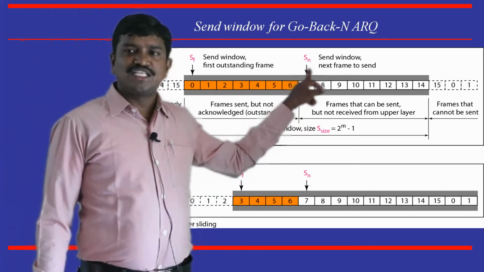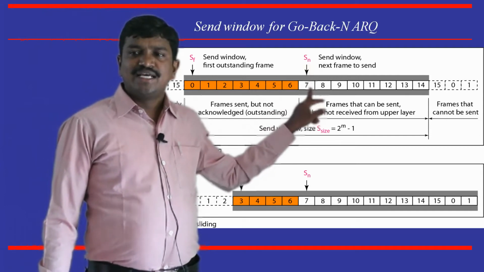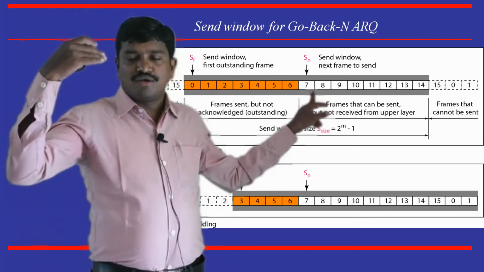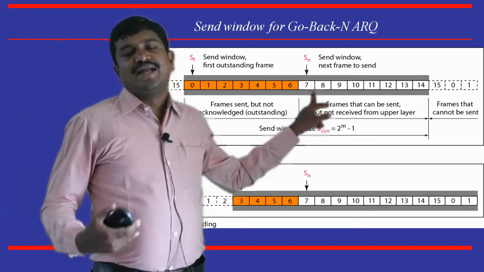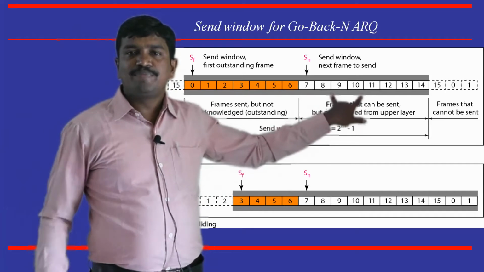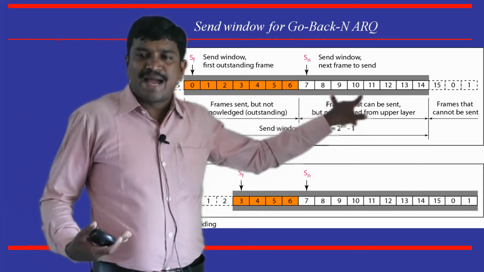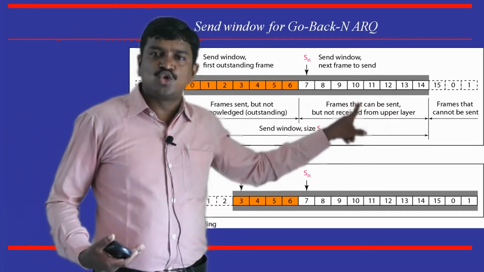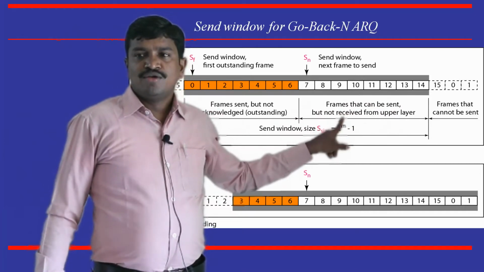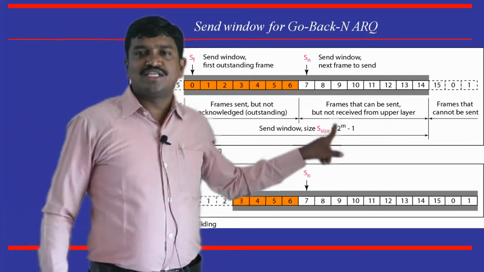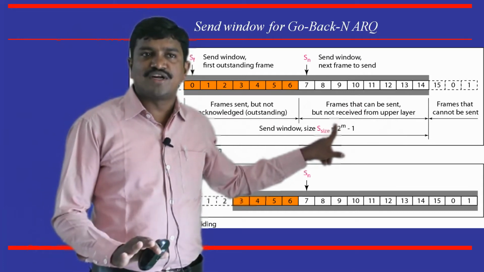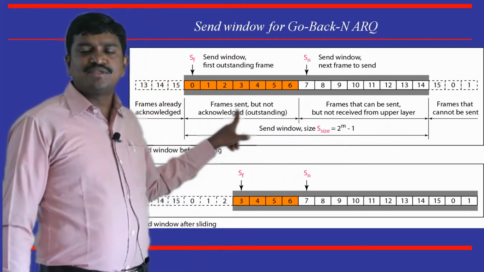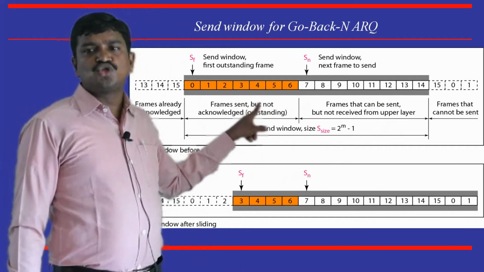Whereas SN indicates sequence numbers which can be assigned to next frames, but frames or packets are not yet received from the network layer. So these are reserved for the next frames. If any packet request comes from the above layer, these are the allowed numbers which are assigned to new frames. These are the frame numbers reserved for the next transmission. So this indicates the sequence numbers used for the frames.